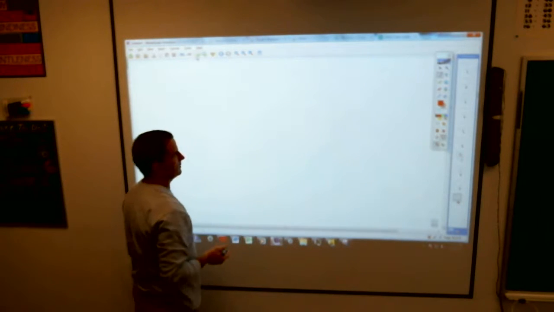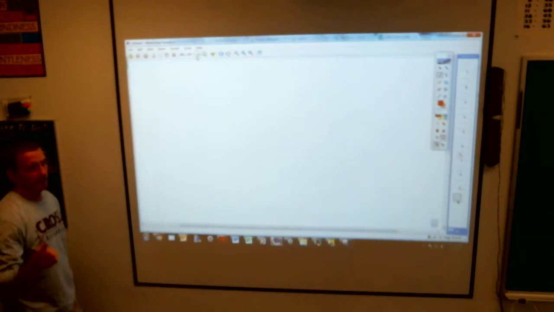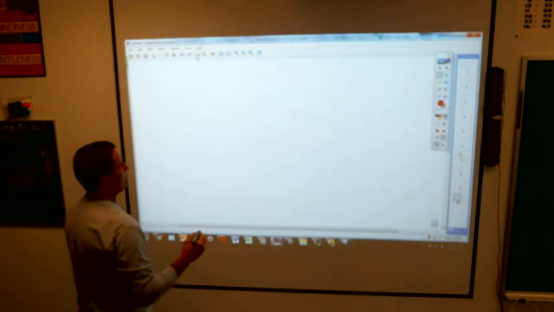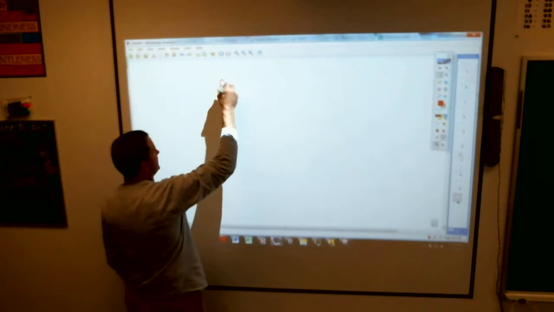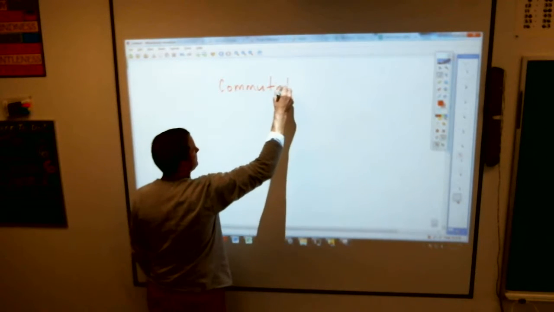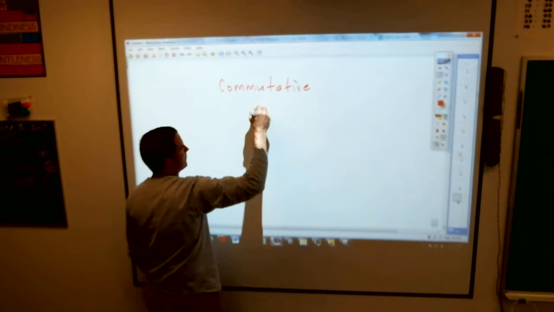Now, with that being said, you need to take out another blank piece of paper. We will probably come back to adding, so don't put that one away yet. On top of this one, write the words commutative property.